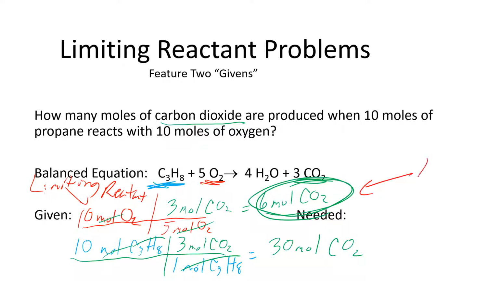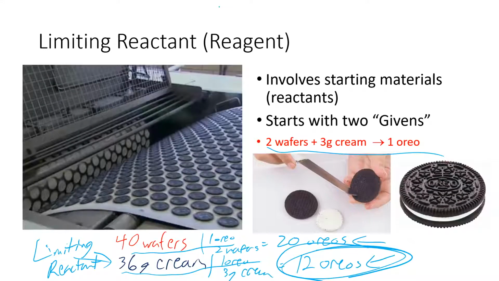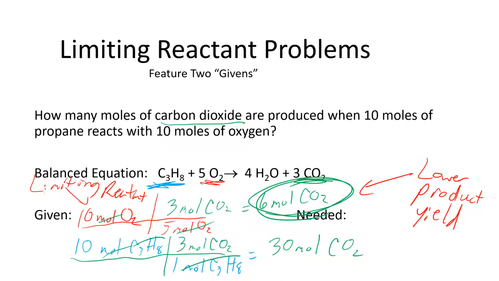Because this is the lower product yield, or produced, right? It's the lower amount of product produced, so you're limited. Just like up here, we were limited by the cream because we didn't have enough cream to make more than 12 Oreos. Now we're limited by the oxygen because we don't have enough oxygen to make more than 6 carbon dioxides, even though we have enough propane to make 30 moles of carbon dioxide. We'll only make 6 because we'll run out of oxygen. All right, so this again features two givens, right? We had 10 moles and 10 moles.